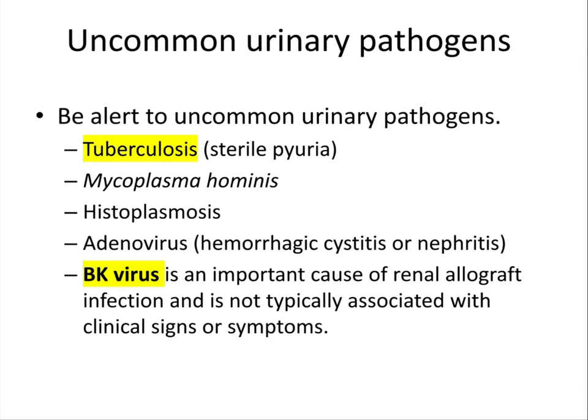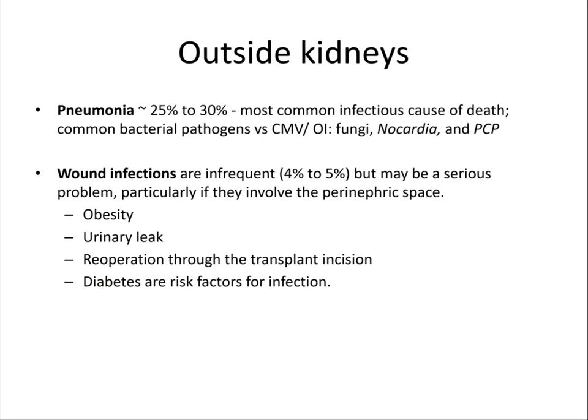And then BK virus. These are latent viruses. They reactivate and can cause trouble, chronic infection and allograft dysfunction. They are screened for, and the treatment is really reducing the immune suppression. There are antivirals, but the treatment is really reduced immune suppression. So these are unusual. What else are you going to look for?